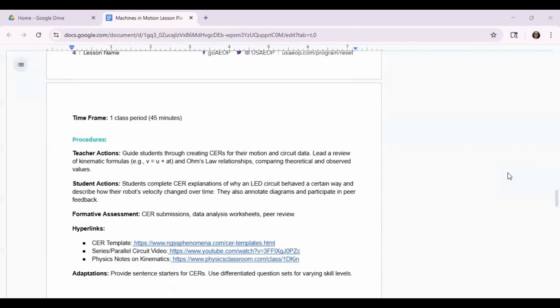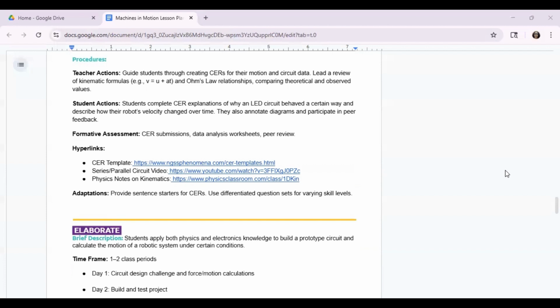This lesson also includes a review of kinematic formulas and Ohm's law, comparing theoretical and observed values. Formative assessments include CER submissions, data analysis worksheets, and peer review. Adaptations include providing sentence starters for CERs and differentiated question tests.